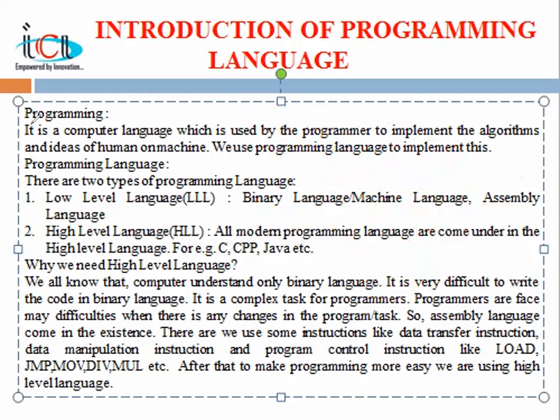Now we move to high level language. In the high level language, all modern programming languages come under it. For example, C, C++, Java, etc. These modern languages are high level languages. In this course, we cover the C language completely.